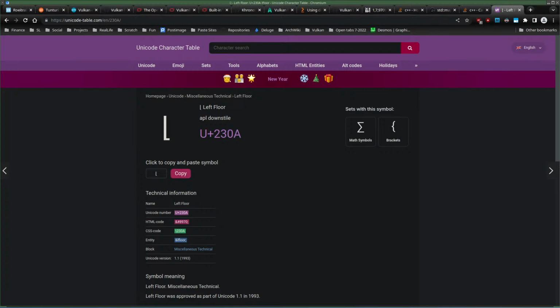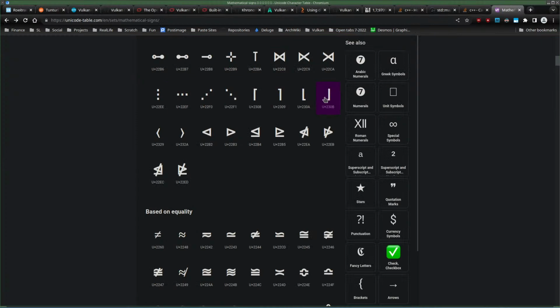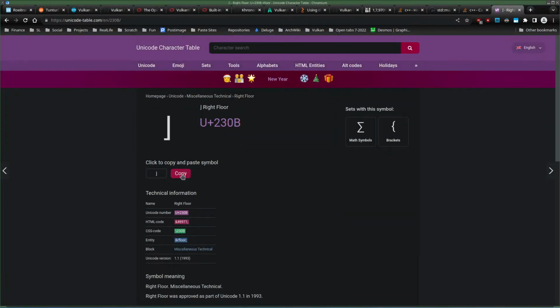So I can copy this. I'll put it here in my other window. Oops, there's a read-only file for some reason. I think I just rebooted while I had it open or something. Not working, editing. Recover. Whatever. Also need the right bracket. The right floor. Okay, I have them.